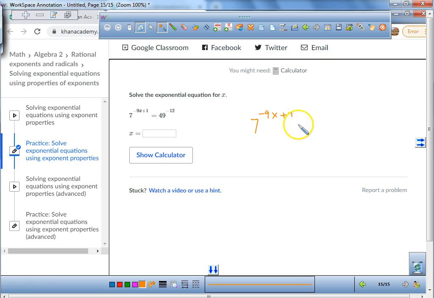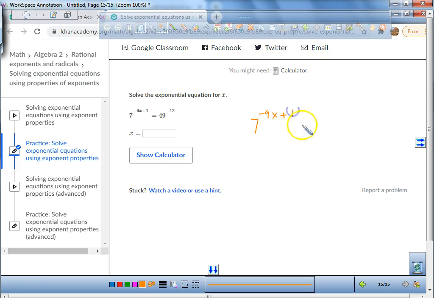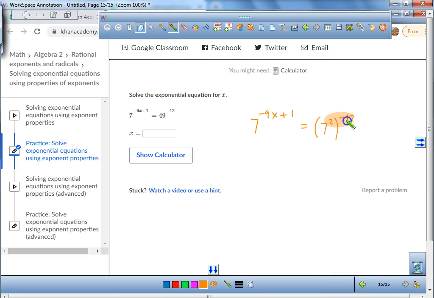What base do you guys think? Yeah, to the power of 2, right? So instead of 7, it's going to be 7 squared. So I'm going to put right here, sorry, it's supposed to be a 1, equals, so instead of a 49, what am I going to put in parentheses? 7 squared, but what's already sitting out there? Negative 12. So what do I got to do? Power to a power. And I got to set this equal to each other.